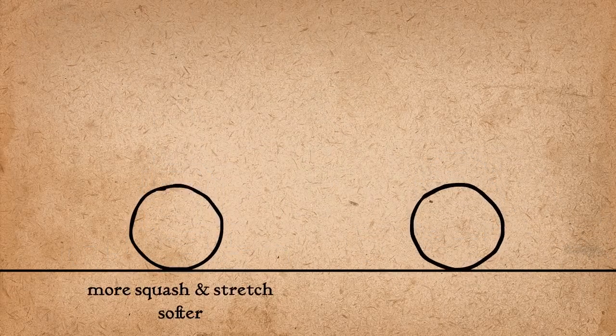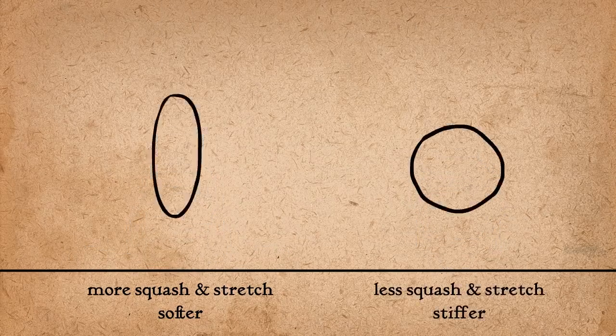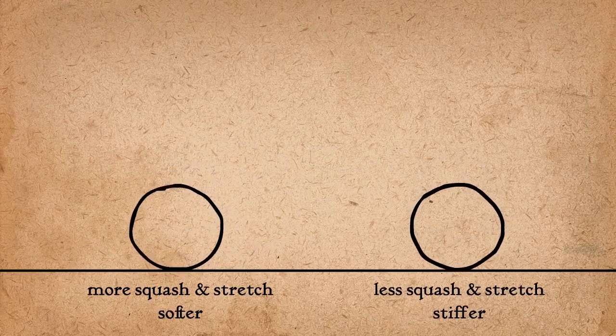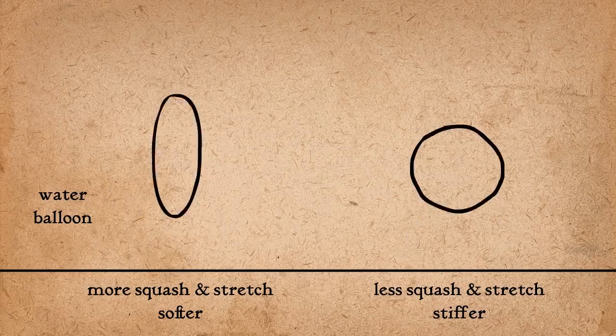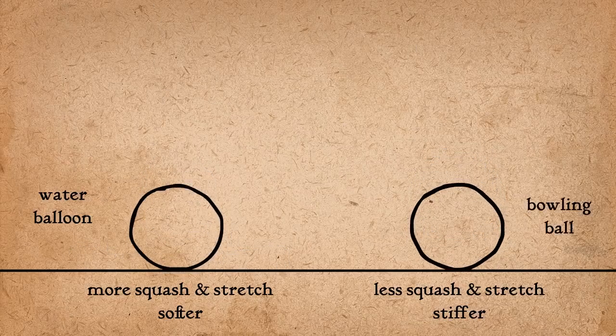The more squash and stretch, the softer the object. The less squash and stretch, the stiffer the object. This first one looks like a water balloon, and the second one probably would be a bowling ball.